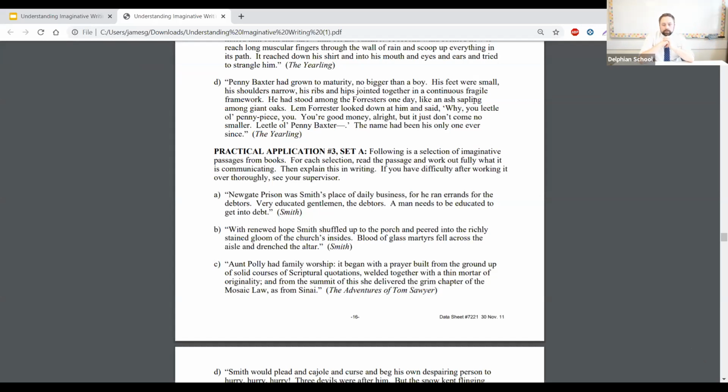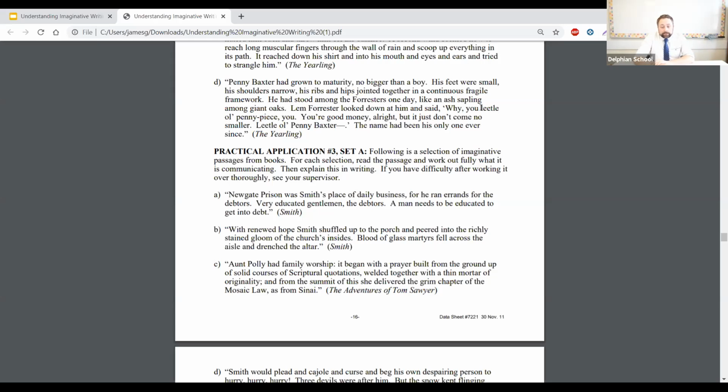So they're saying here, he had stood among the foresters, this other family, one day like an ash sapling among giant oaks. What type of imaginative writing is that? And then it says this character, Lem Forrester, looks down at him and says, "Why, you little old penny piece, you. You're good money, all right, but it just don't come no smaller. Leetle old Penny Baxter." So, leetle, what word do we think he's saying there?